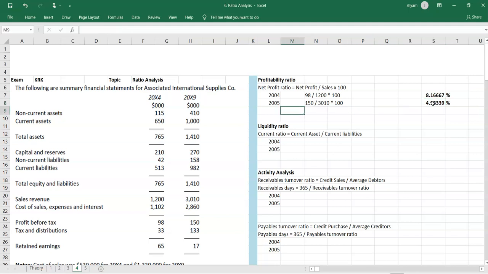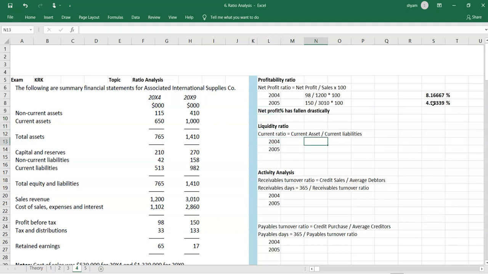Okay, so we can tell that the net profitability of the company has fallen. So we'll write it here itself. Net profitability percentage has fallen drastically. Okay, so that's about the first one.